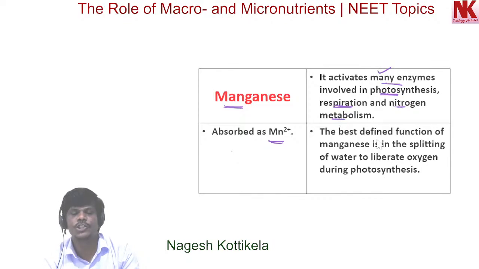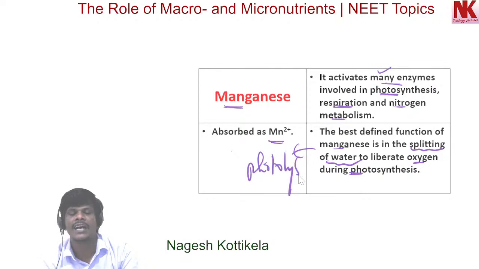The best defined function of manganese is in splitting of water to liberate oxygen during photosynthesis. This is what we call photolysis. So during photolysis, which nutrient is required? The answer is manganese. Manganese is required in splitting of water to liberate oxygen during photosynthesis.